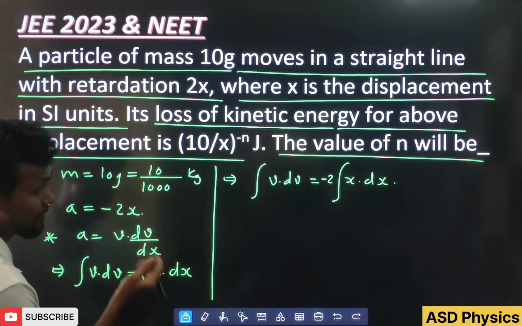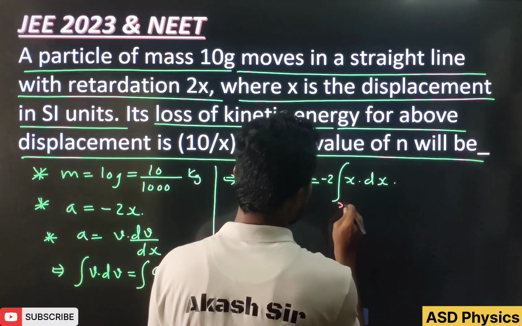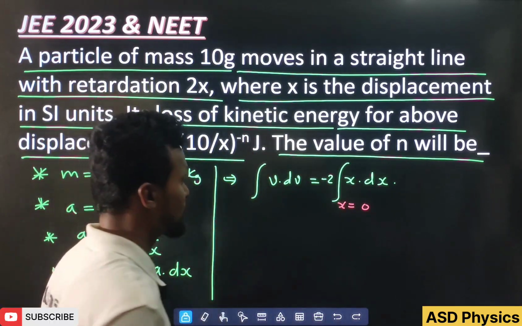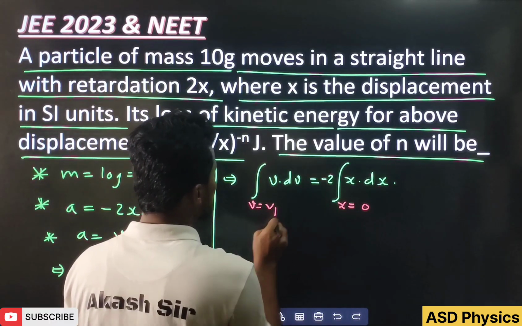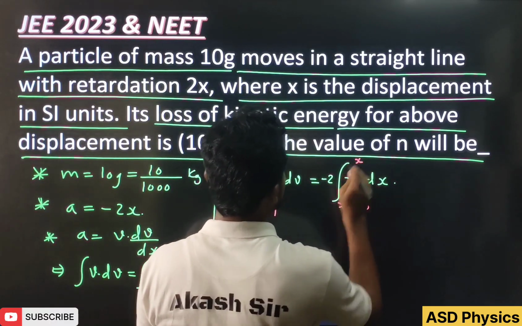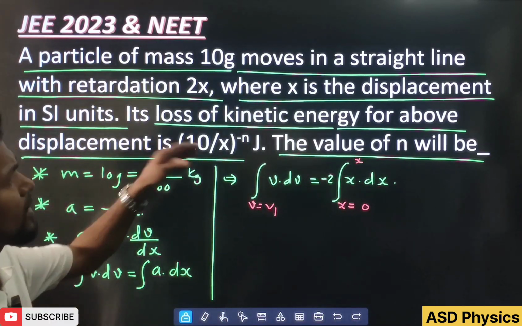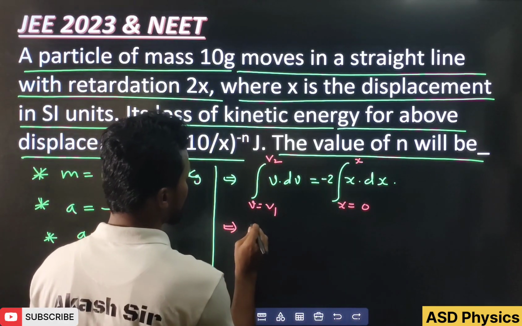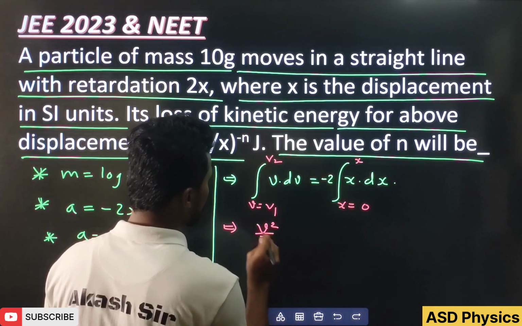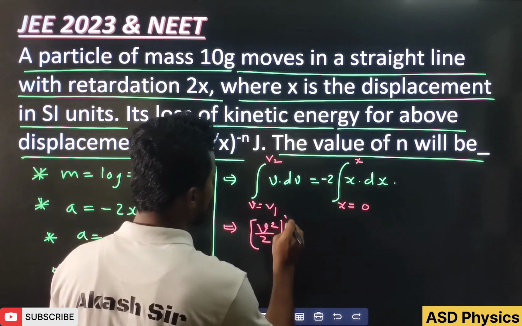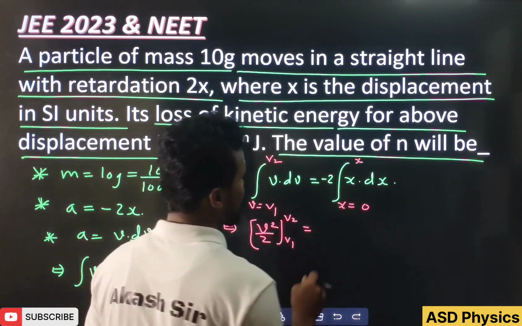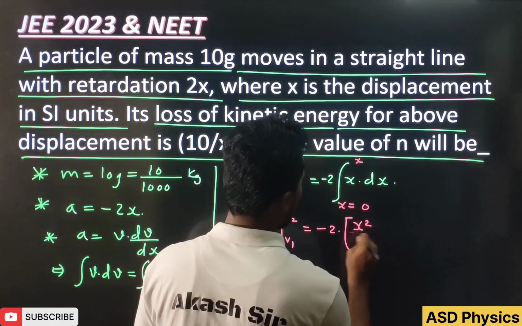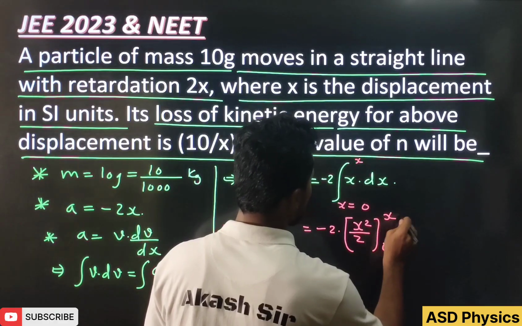Now let me write the limits. Nothing is given, so we always start from the origin, x equal to 0. Here the initial velocity is v1. Let's take the final position as x, because they are asking after displacement x, and here let's take v2. So v into dv gives v square by 2, with limits v1 to v2. And minus 2 integration of x dx gives x square by 2, from 0 to x.